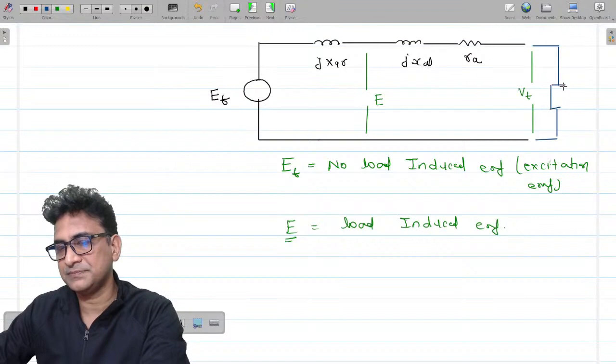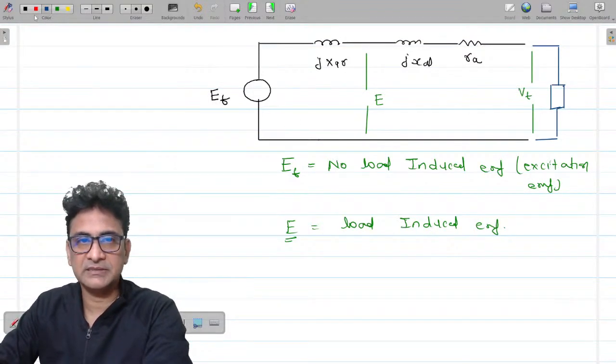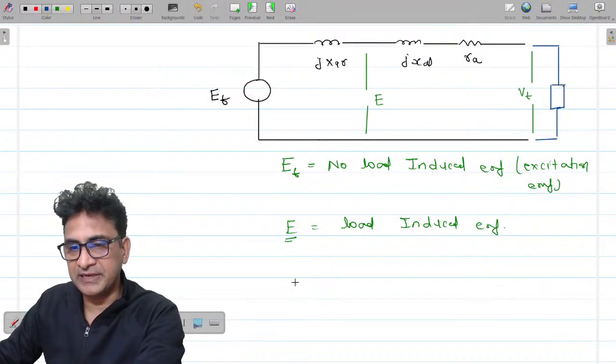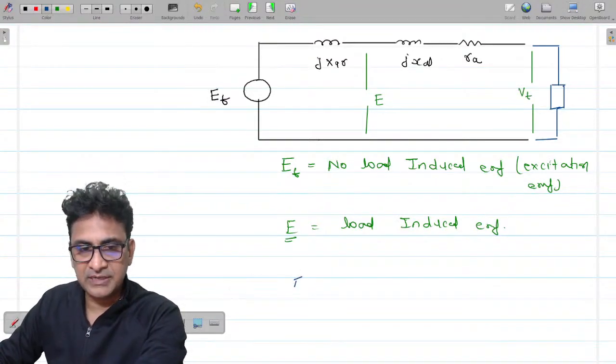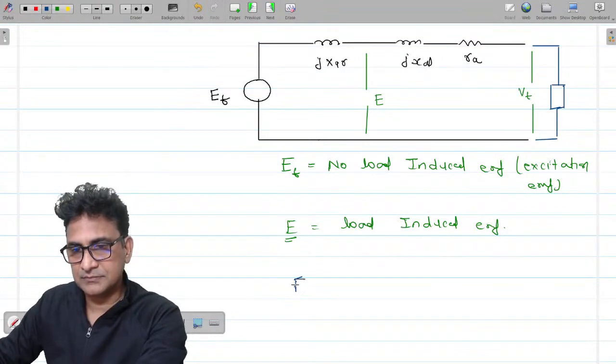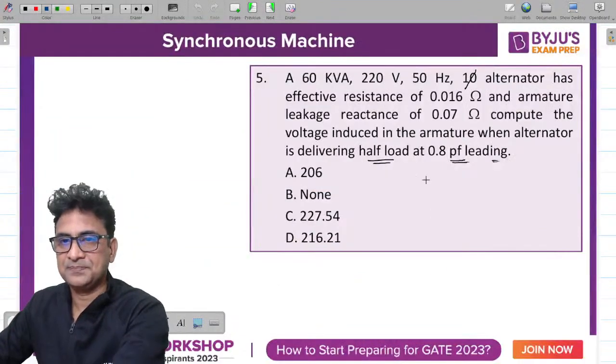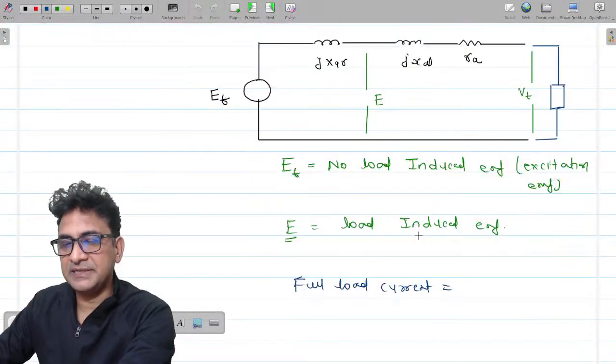This is the load, and this is only half load. That means the current that it will draw will be half of the rated current. So first I will find out the value of the rated current. Full load current means rated current. See, 60 kVA is the rating.